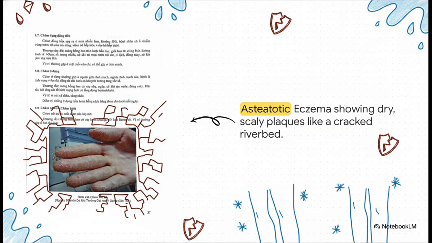Then we have asteatotic, or cracked eczema. And honestly, think of the word cracked quite literally here. This stems from a severe loss of skin lipids and water. It leaves these scaly red plaques without distinct borders that look exactly like a dry, cracked riverbed. It's super common on the lower legs, especially in older patients or during really cold, dry weather, when the skin just gets completely stripped of its natural moisture.